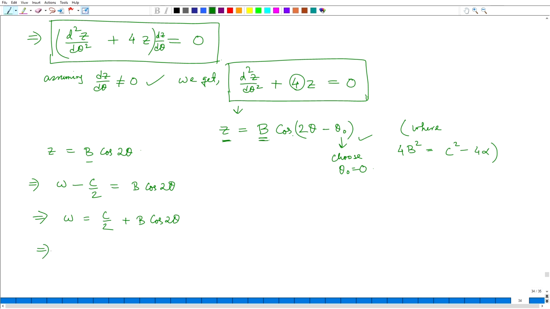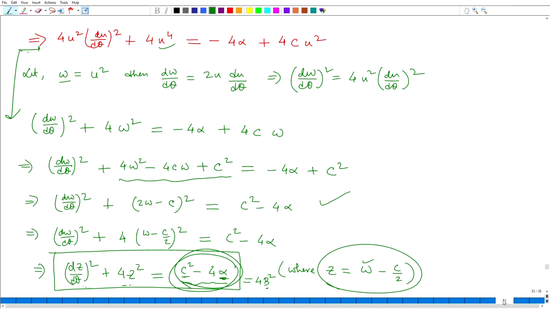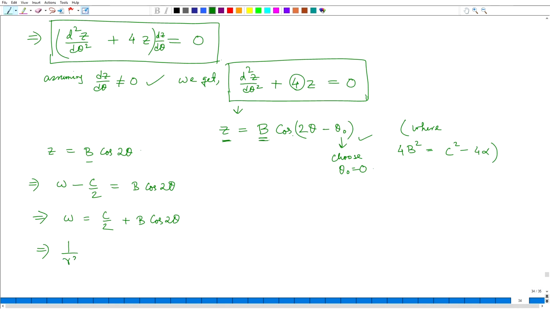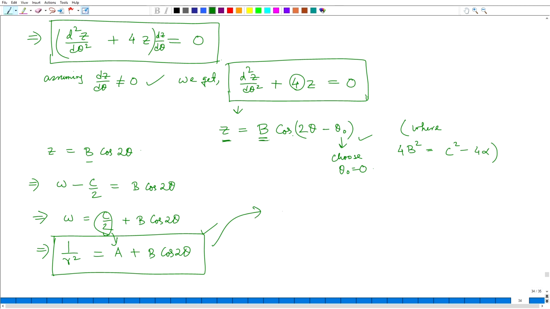Now, what is w? By definition this is u², or 1/r². So, 1/r² = c/2, I can call that a, plus b cos 2θ. So, you see, this is the polar equation of the orbit under a harmonic potential, but can you intuit the nature of the trajectory? For that, we have to write 1 = a r² + b r² cos 2θ.